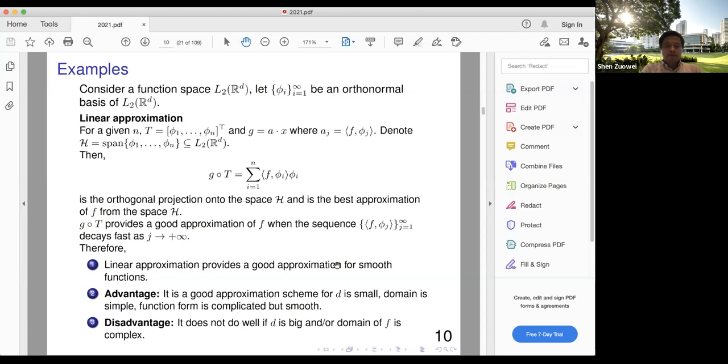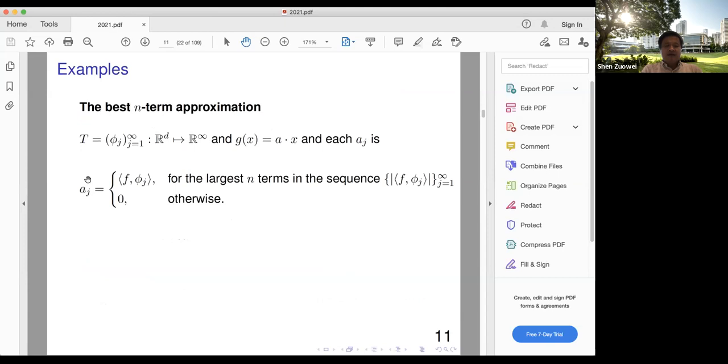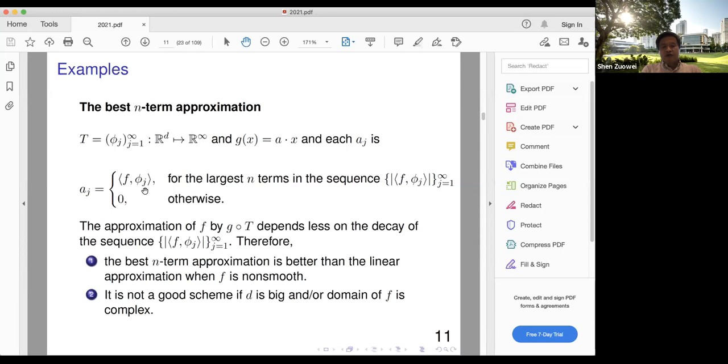Okay, for N-term approximation, you look at the same thing: you have a T, now you have an orthonormal basis. What the N-term does, instead of taking a chunk of the first N terms, is that you have all the coefficients and you choose the biggest N coefficients. So that's the N-term approximation. Because you always choose the biggest ones, the decay requirement is much relaxed compared with the linear approximation. That's why this best N-term approximation can approximate well not only smooth functions but also piecewise smooth functions, so not-so-smooth functions.